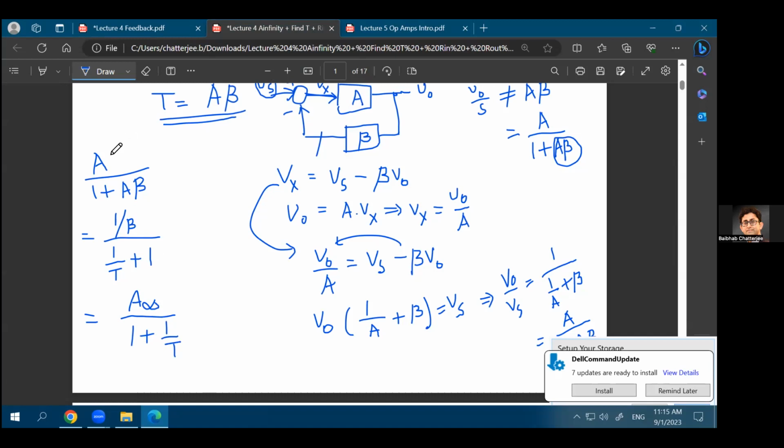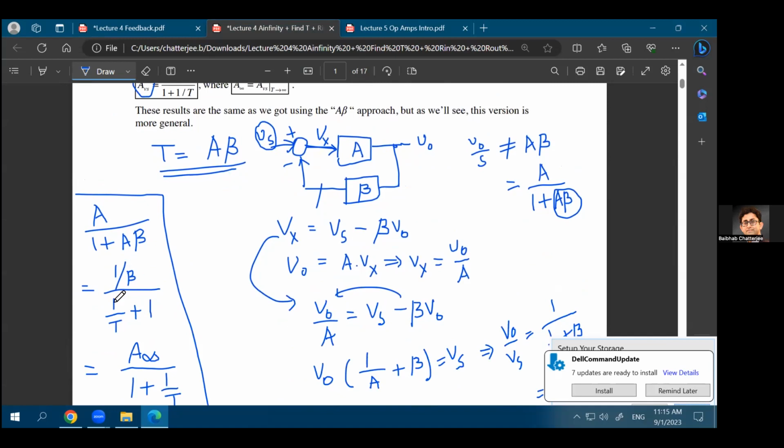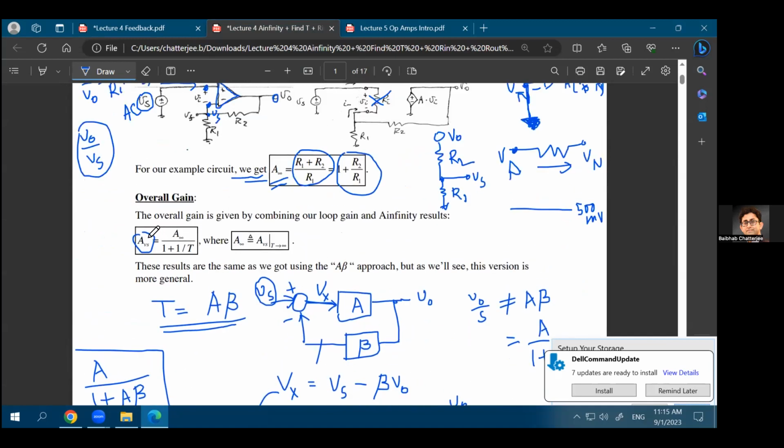So you see that this is the same equation, although represented in a different form. The equation is still A divided by 1 plus A beta, but this is represented as A infinity divided by 1 plus 1 over T, because your A infinity is your 1 over beta when your A, or the feed forward gain, is infinite. And this is what we are writing as overall gain.